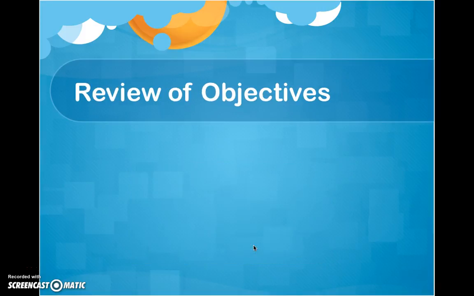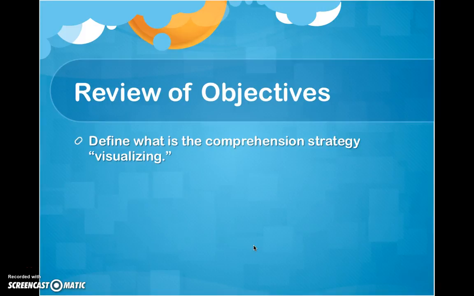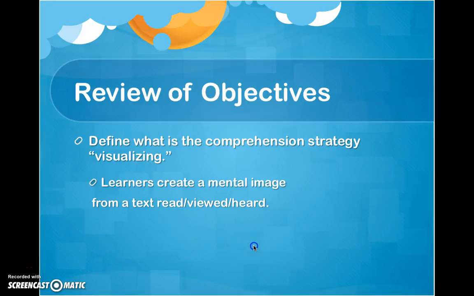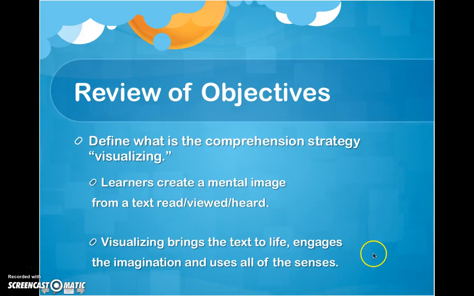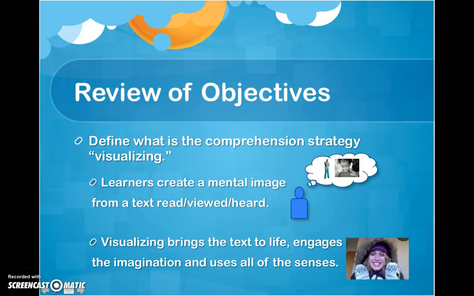All right, well, I hope you've gotten a good idea of what visualizing is and how to use it in your classroom. Let's go ahead and review our objectives for today and see if we were able to meet them. Number 1, define what the comprehension strategy visualizing is. Let's review the definition. It's when learners create a mental image from a text read, viewed, and heard. Another definition is that visualizing brings the text to life, engages the imagination, and uses all of the senses.